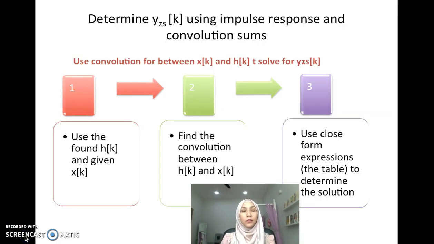Next, to determine the y_ZS using the impulse response and convolution sum, use convolution between x[k] and h[k] to solve for y_ZS[k]. First of all, use the found impulse response h[k] and the given input x[k], and then find the convolution between h[k] and x[k], and then use the closed form expression table to determine the solution of the zero state response.